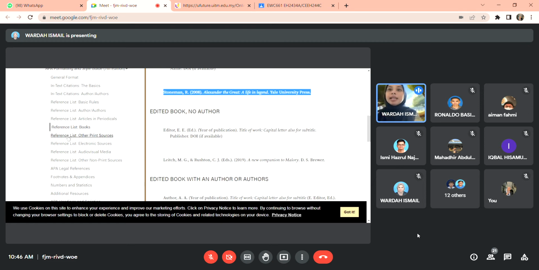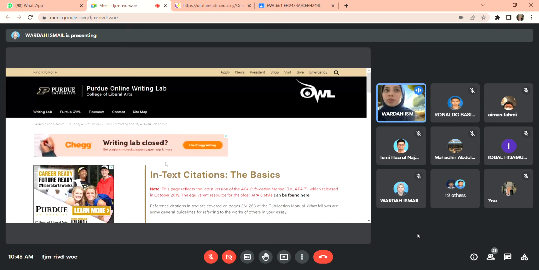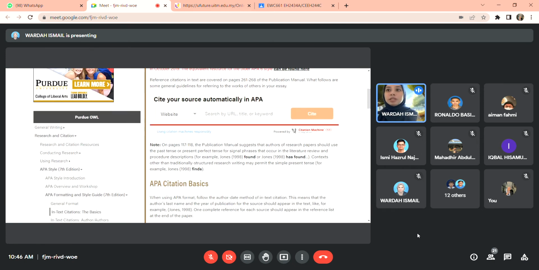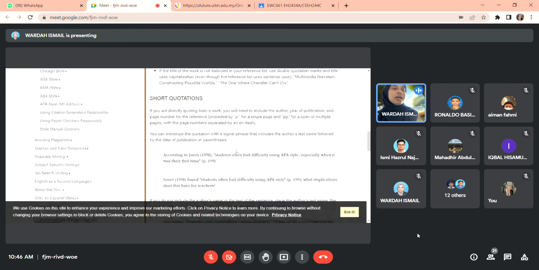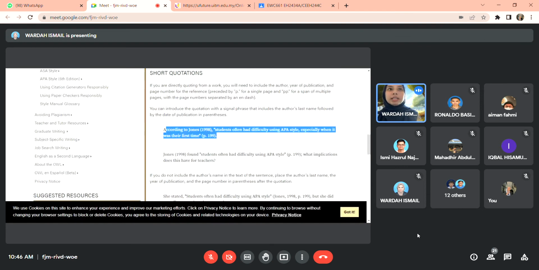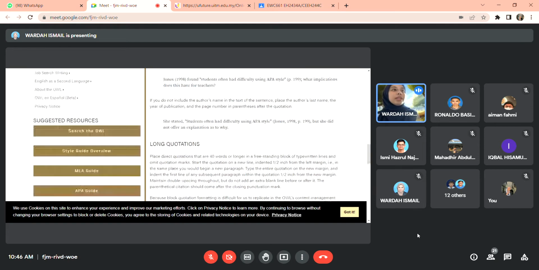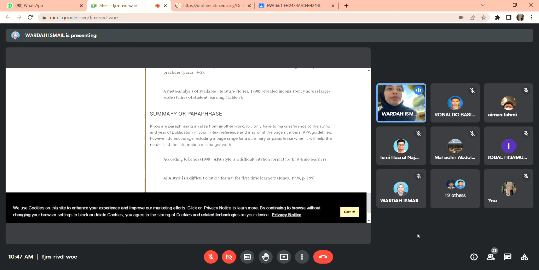Okay, the one inside the text is in-text citation. In your essay, sometimes you see an author's name and a year written, this is the one. Okay, you can use the machine, or you can look at the example. For example, this one, according to Jones, 1998, and then with the page number. Okay, that is for short quotation. This is for long quotation. Summary or paraphrase. Okay, Jones.